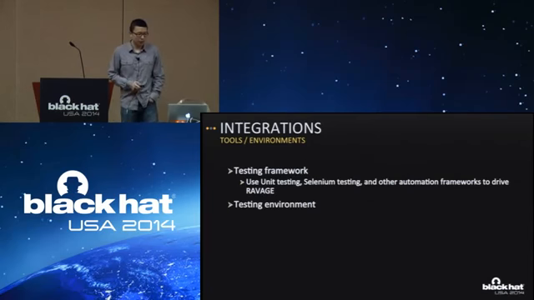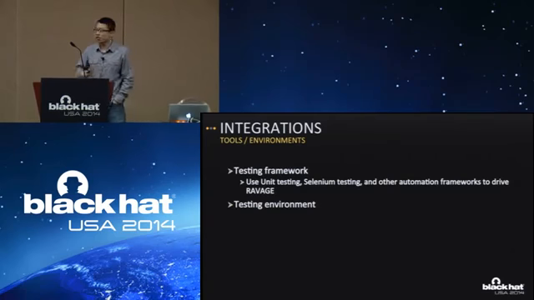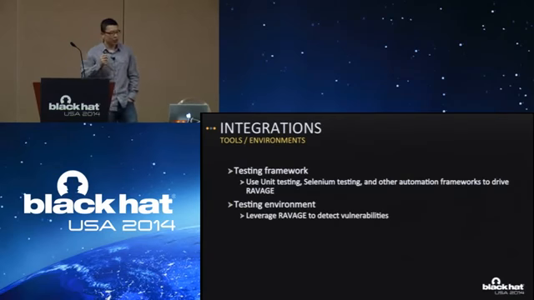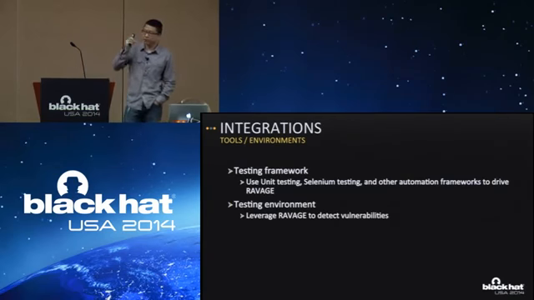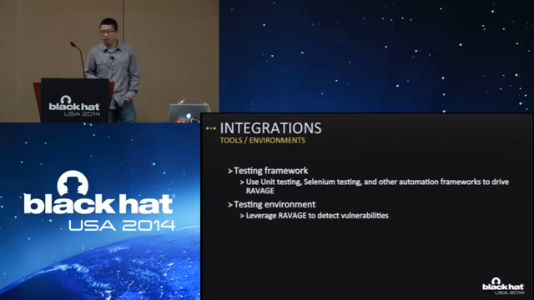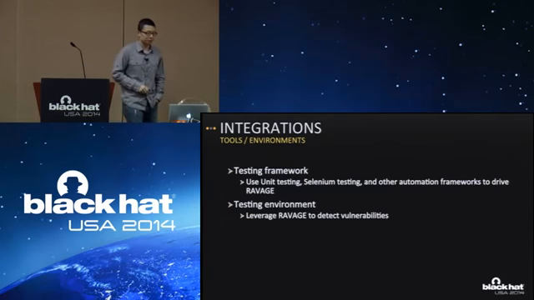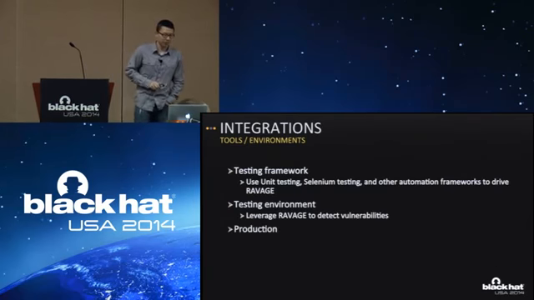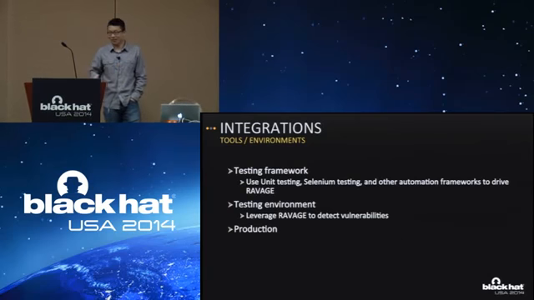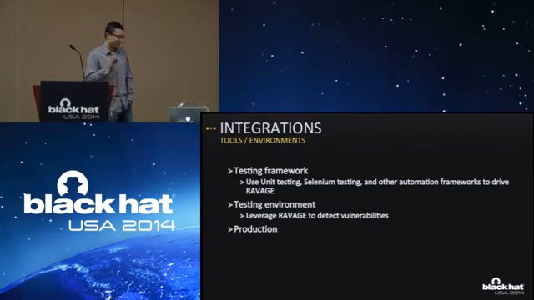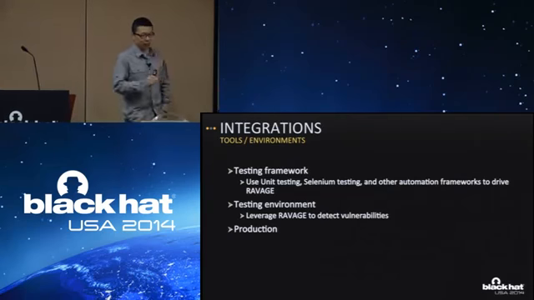Testing environment. So in a testing environment, if in your application, in your company, you have staging servers, you have dev servers, you can ask your devs and QAs whenever they're testing their application on that server, run that server on top of Ravage, so that whenever they're using that server, they're actually helping you guys with security testing automatically for free.